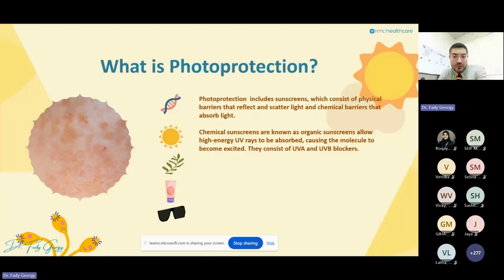Chemical sunscreens are known as organic sunscreens. They allow the high energy ultraviolet rays to be absorbed, causing the molecule to become excited. And they consist of UVA and UVB blockers.